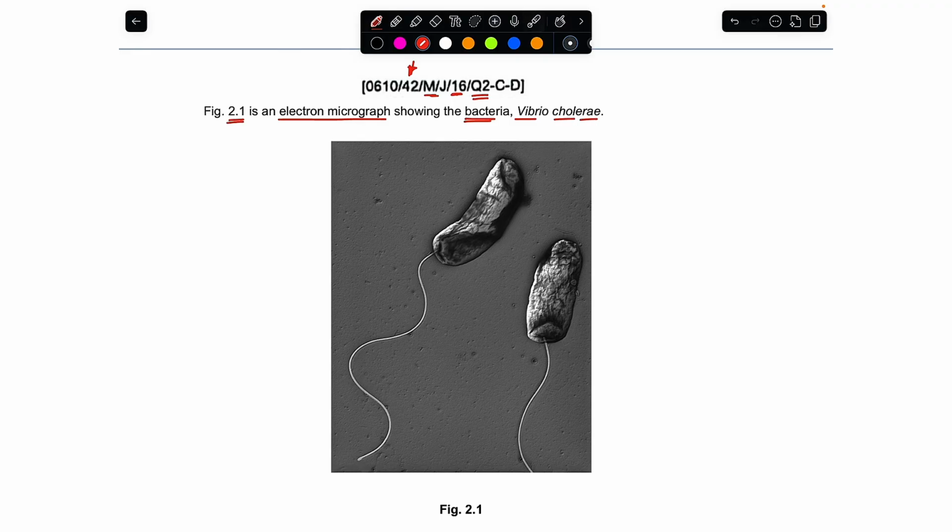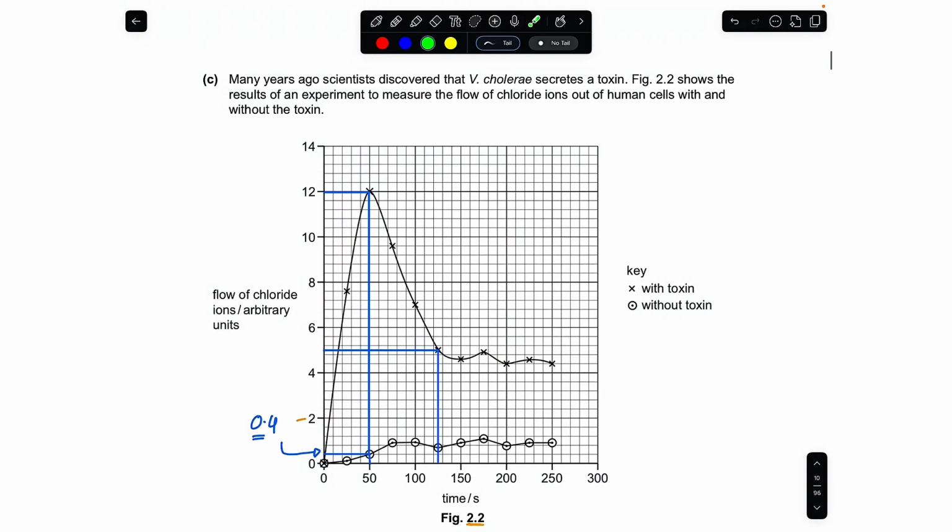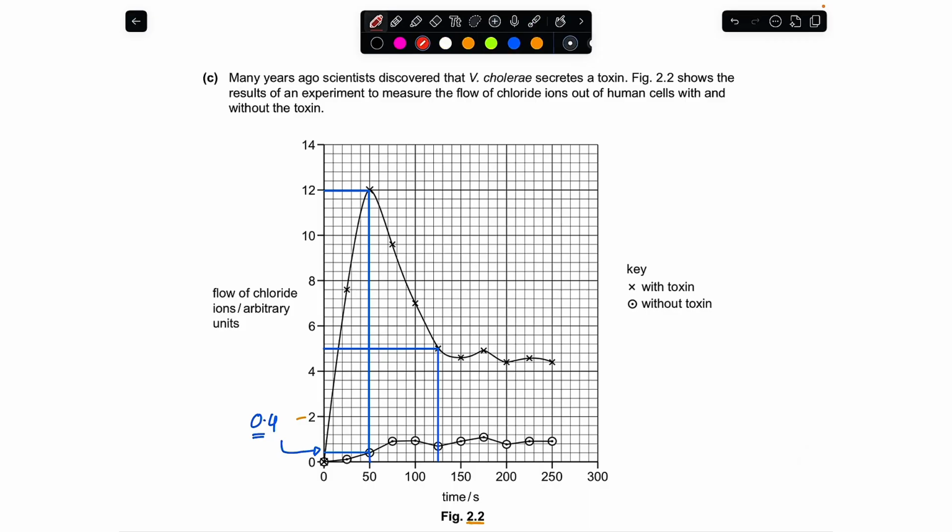What we know is that bacteria form their own kingdom of the prokaryotes, and among that, they have shown you the electron micrograph of this Vibrio cholerae bacterium. And what the examiner is asking is that many years ago, the scientists discovered that this bacterium that they have shown you above releases a toxin.